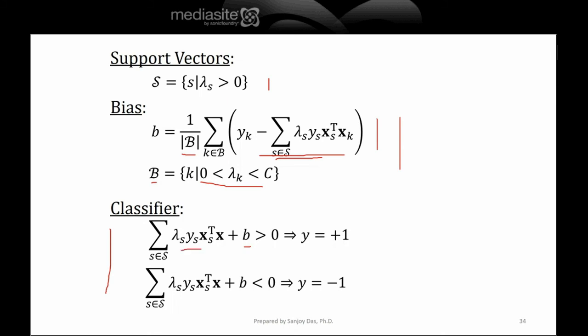When the sum of lambda s ys xs transpose x plus b is greater than 0, then it's classified as a +1 point. When it's less than 0, it's classified as a -1 point.